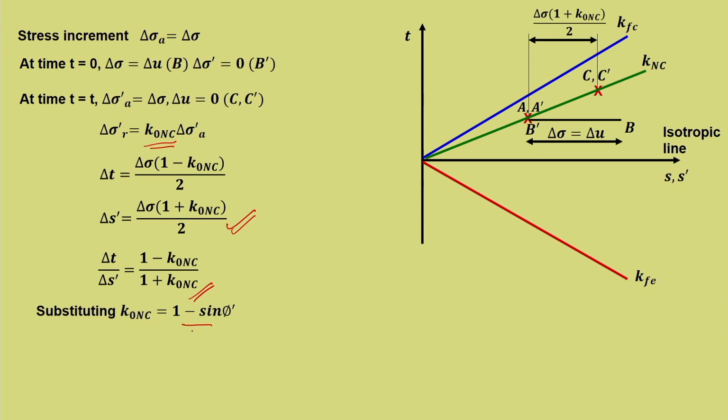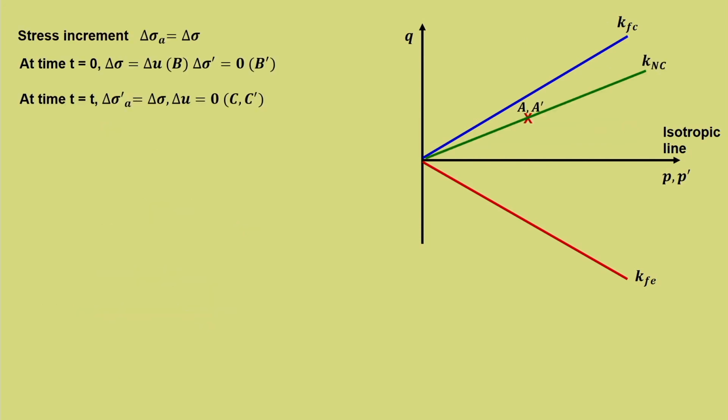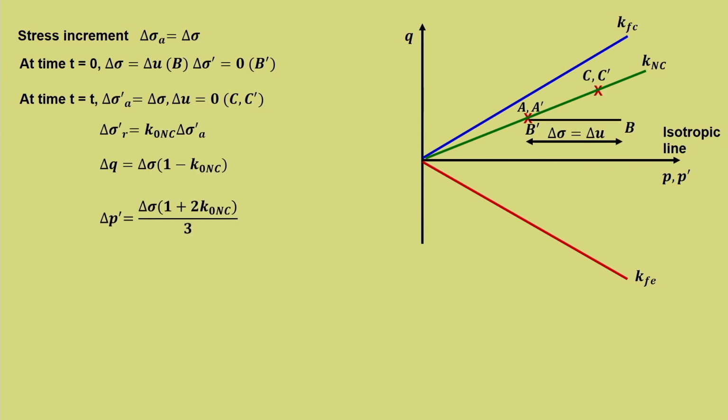Substituting K naught NC equal to 1 minus sin phi dash, the slope can also be written as sin phi dash divided by 2 minus sin phi dash. The same is repeated for QPP dash. The points are not important, because now we are conversant with that. We will just see what is the slope of KNC.